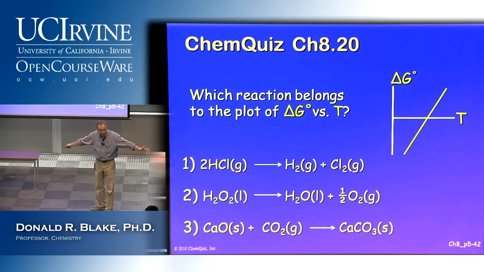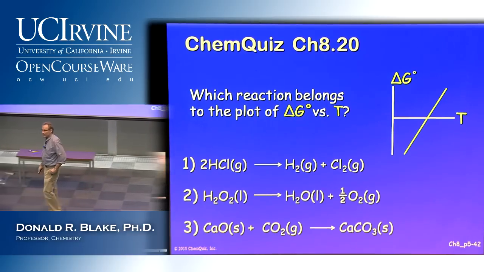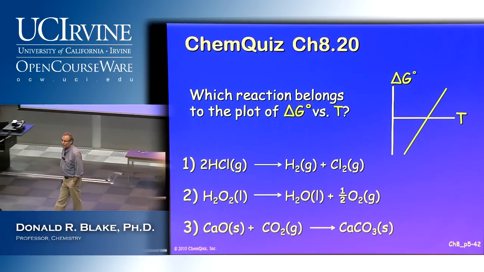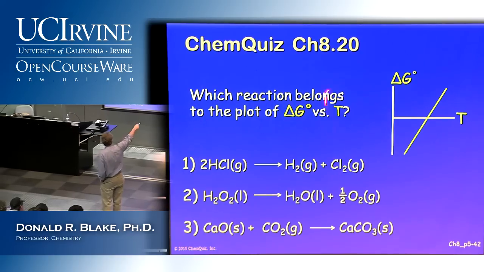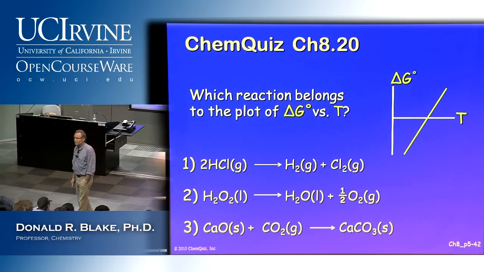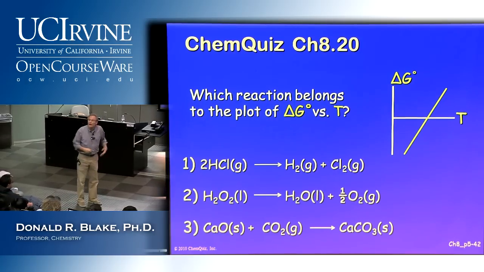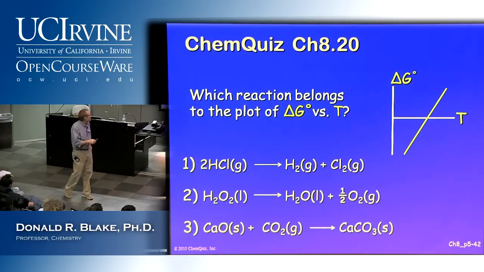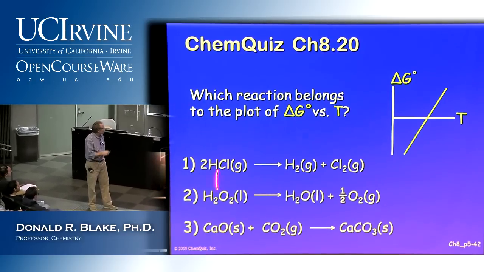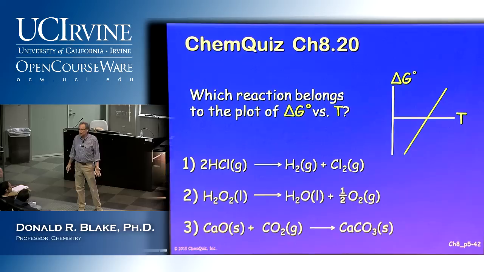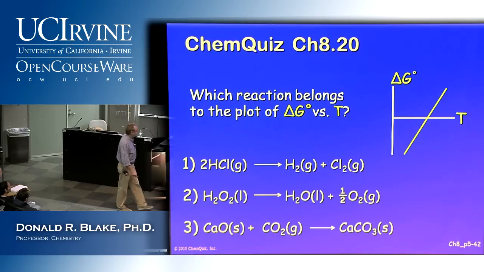And for those of you who aren't good at reading plots, this is zero for delta G. This is zero for delta G and zero for temperature. This is negative delta G, and this is from zero out to some large temperature. So what can we say about which one of these this belongs to? There's really nothing we can say, at least that I know of, about how to figure out which one of these has a big negative delta H, okay? I wouldn't know how to do that.